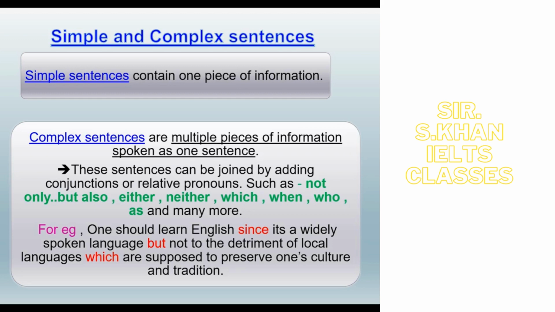Let me give you an example of a complex sentence. One should learn English since it's a widely spoken language, but not to the detriment of local languages, which are supposed to preserve one's culture and tradition. In this sentence, three conjunctions, since, but, and which, are used to join four sentences. Complex sentences are very important for the writing section as well. They fetch you good marks if you use them.